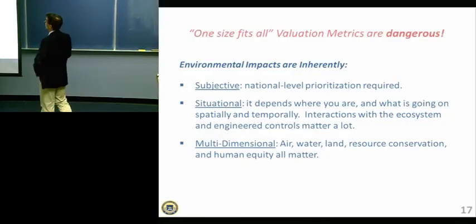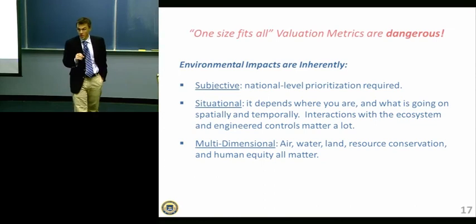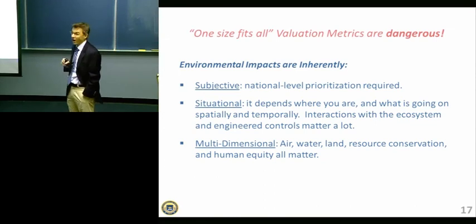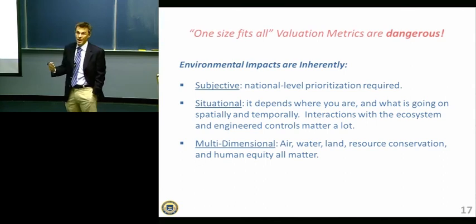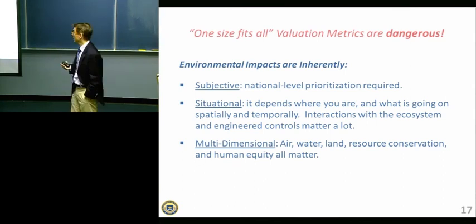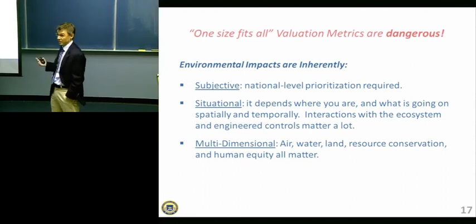Okay, I think we're getting to the point of why there is a process for arriving at an impact assessment. And it can't just be somebody sitting in an office at a desk. These impacts are subjective, so you need some justifiable means to prioritize. They're situational. It depends where you are, when you are. The interactions with the ecosystem, that's Lisa's point, matter a lot.